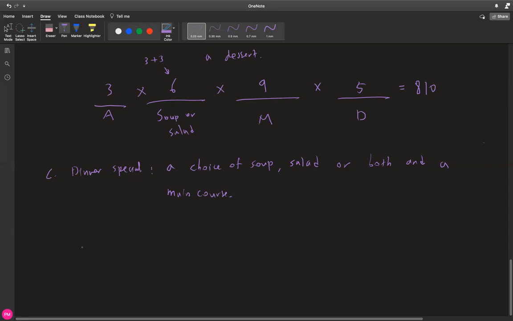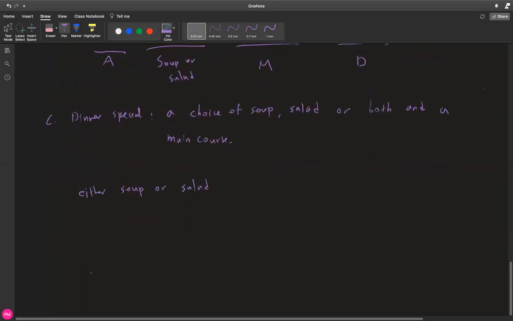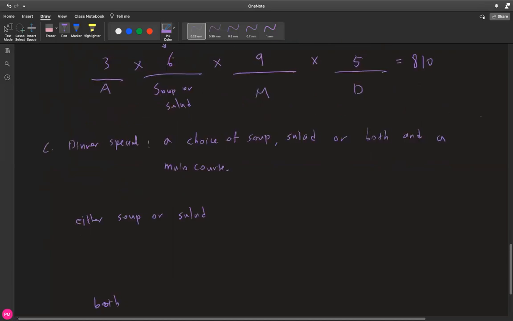So case one, we have either soup or salad separately, or you can have both. In the case of ordering them separately, you again have 6 different choices, just like here, and you multiply by the number of main courses. So that's going to be 54.